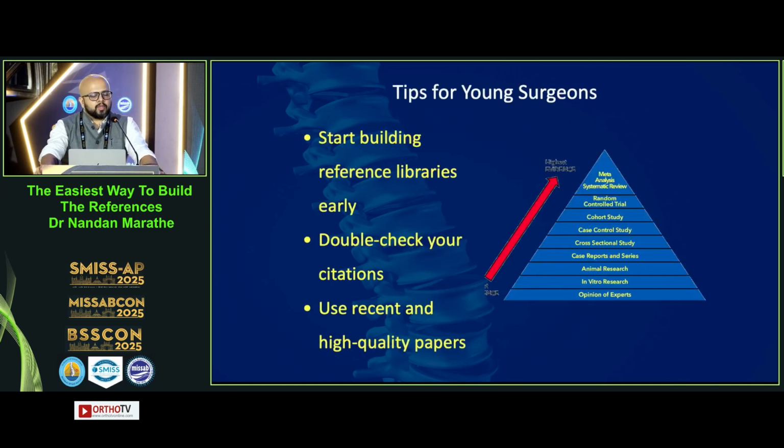So for somebody who's a budding researcher and starting with his research, it is important to build reference libraries early. Even though you're depending on citation managers, it is always better to cross-check all your citations. All of us have seen the evidence-based pyramid, where we see the opinion of experts or case studies at the bottom and meta-analysis and randomized control trials at the top. So it is always better to use recent as well as high-quality evidences in your papers.